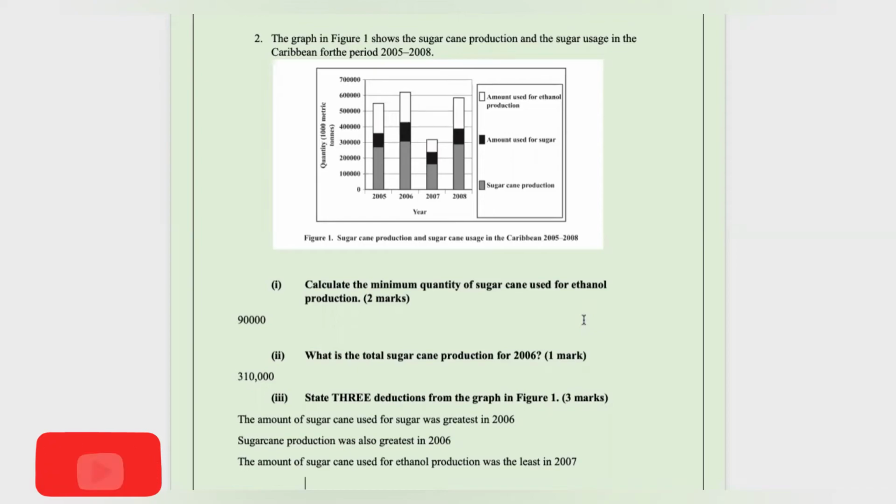So looking at figure 1, we could see here that the amount of sugarcane used for sugar was greatest in 2006. Sugarcane production was also greatest in 2006 too. The amount of sugarcane used for ethanol production was the least in 2007.